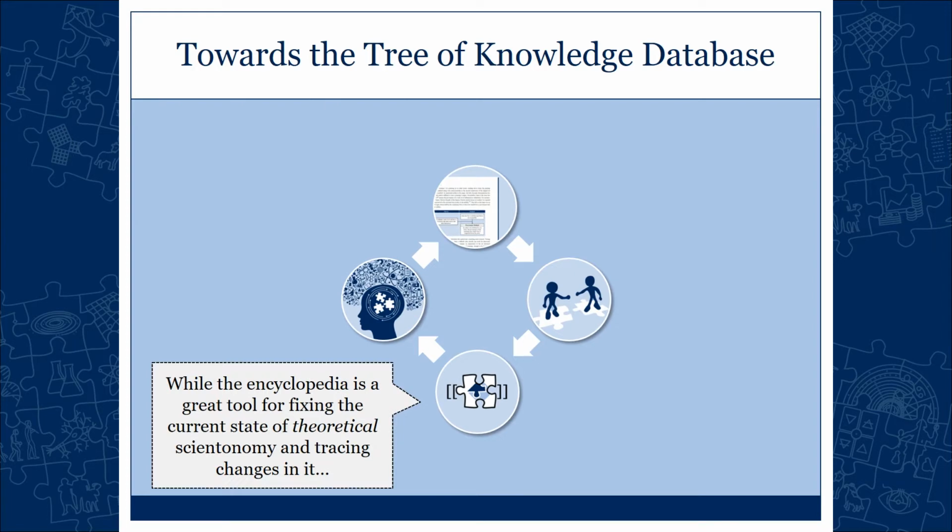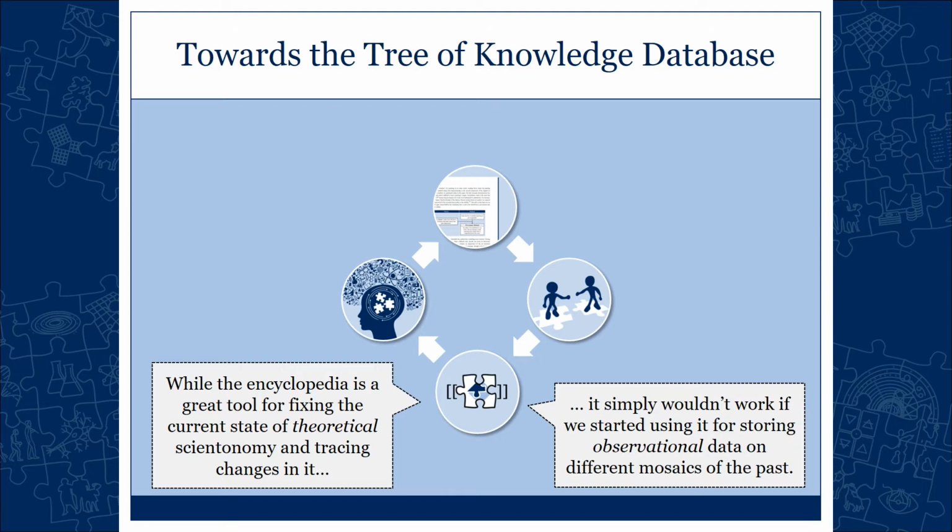So we have our encyclopedia, and this is fantastic for fixing the current state of theoretical scientonomy and tracing all of our changes to it over time. What it doesn't really work for is storing the data that we get from observational scientonomy. Let me explain why this is a problem.